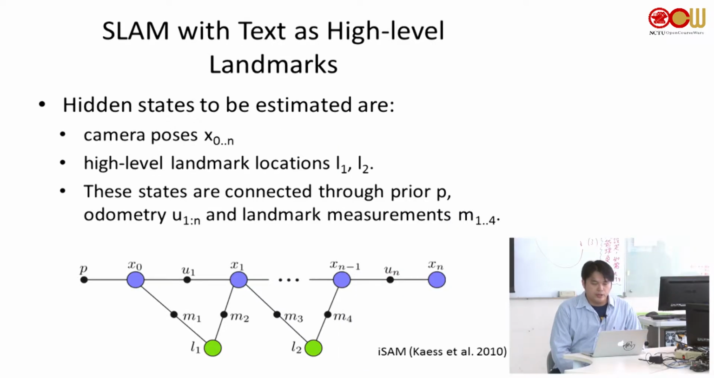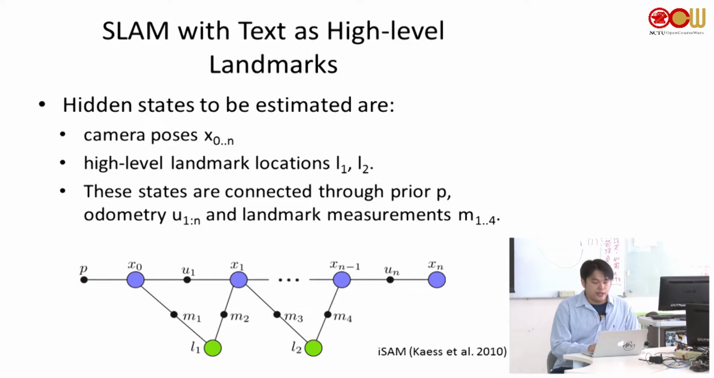The formal formulation of the landmark-based map, actually this is from my own paper, my own work. I have been doing this for a while. In the formulation, we can see the camera poses from x0, x1, etc. to xn. We have the landmark locations L1, L2 over here. We have odometry u1, u2, etc. to un, and the landmark measurements m1, m2, m3, m4. This is a prior p.